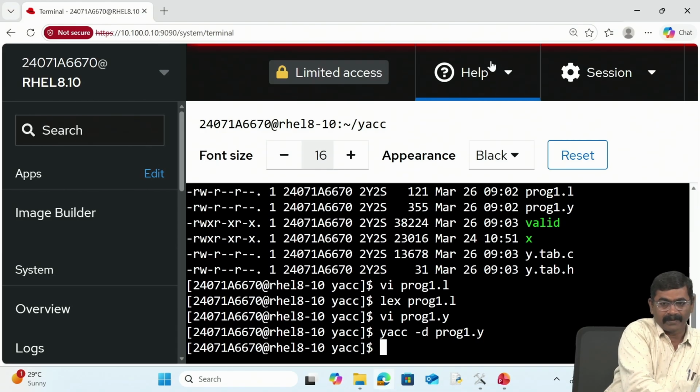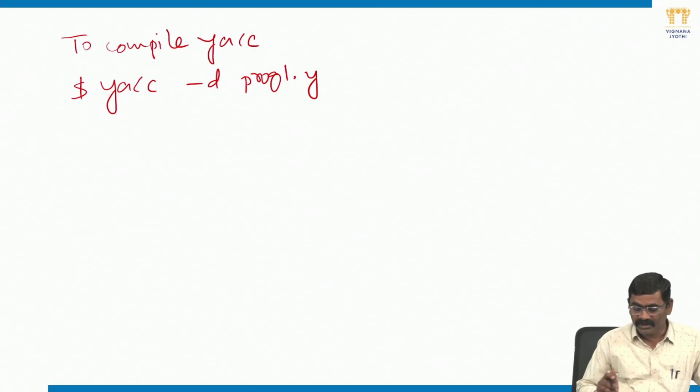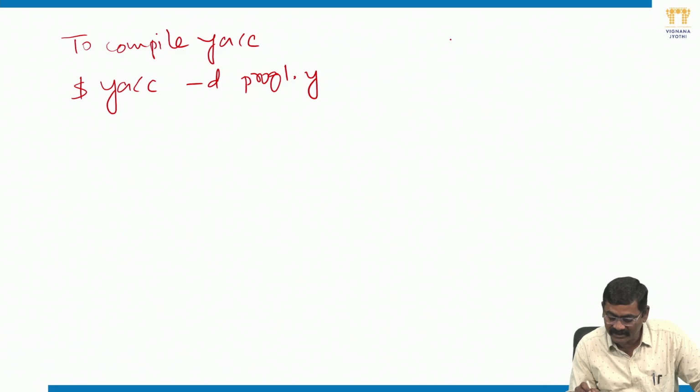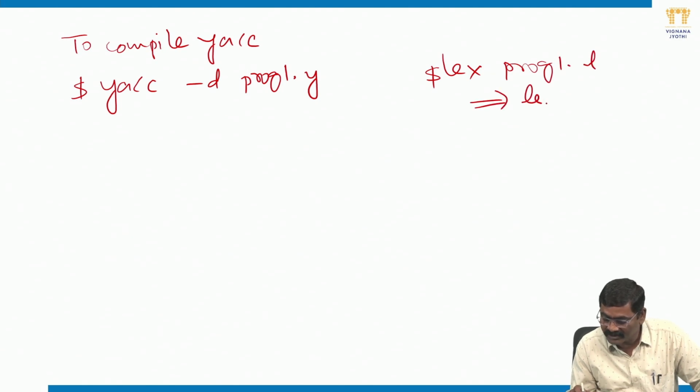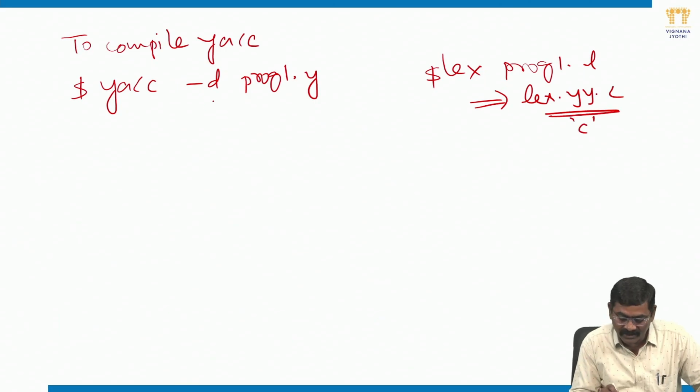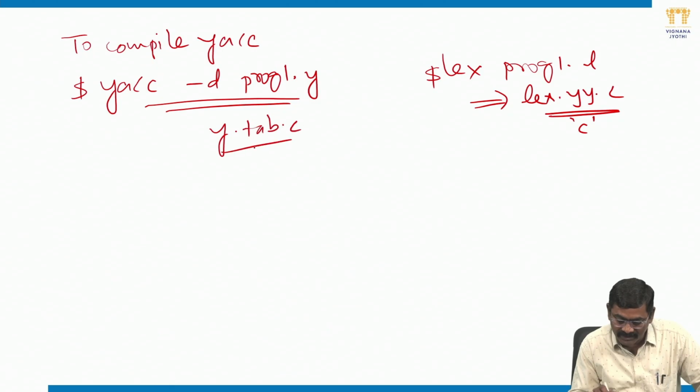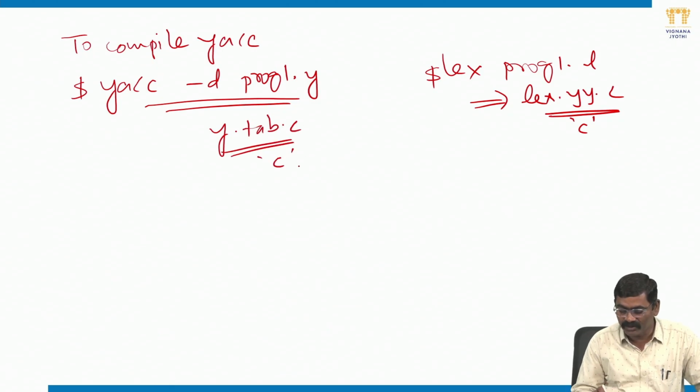Next, after compiling this, we need to compile two C programs. The first one is lex: lex program1.l. This generates one file called lex.yy.c, a C file. The YACC step generated another file called y.tab.c, which is also a C file. So there are two C files: this is the first C file, and this is the second C file.